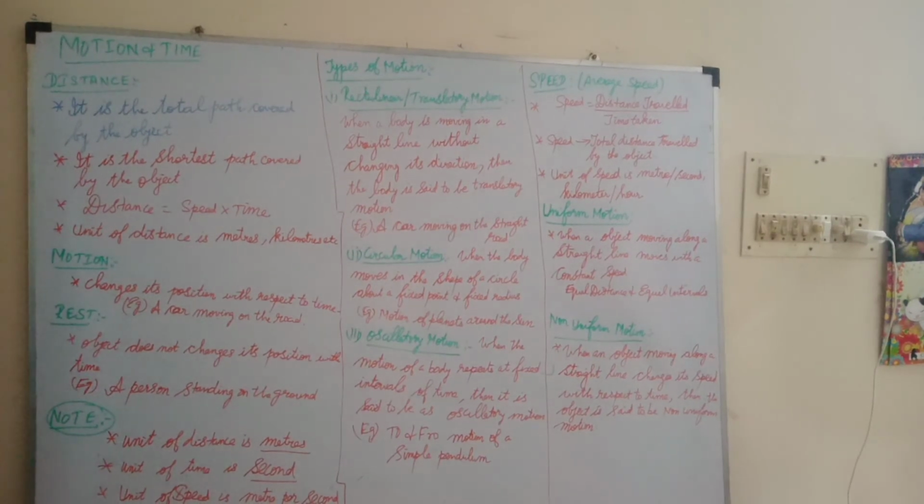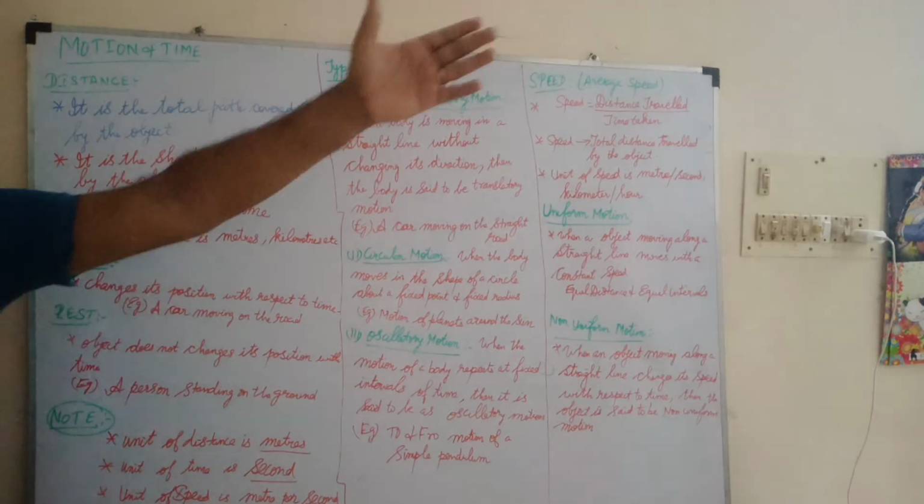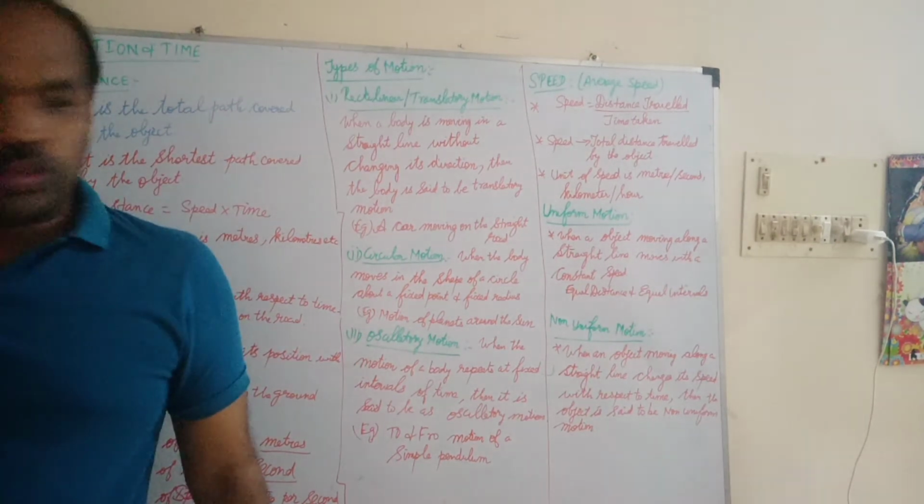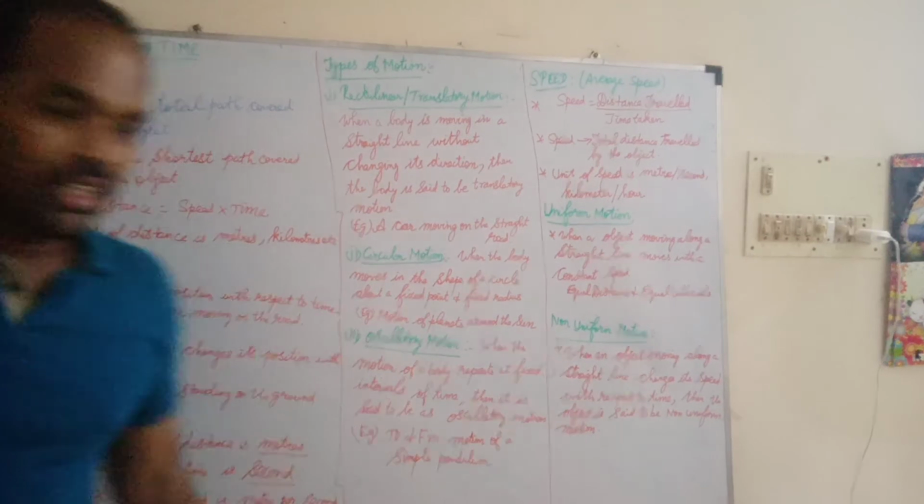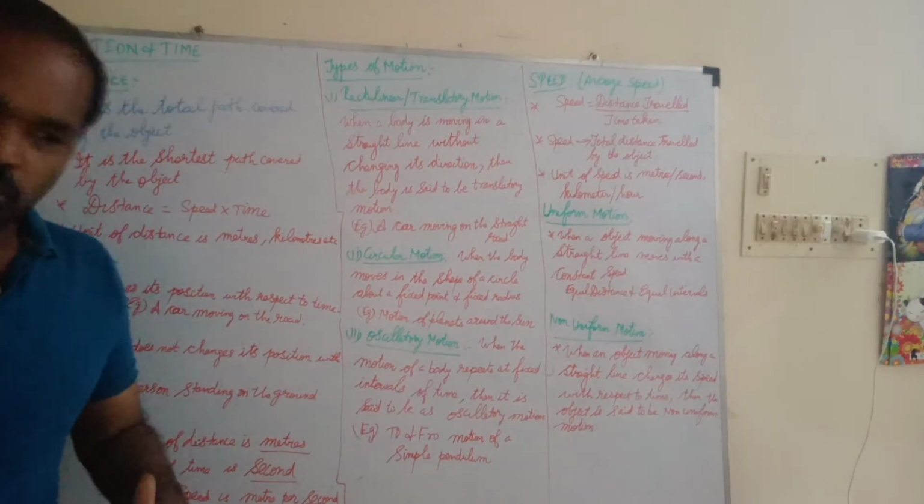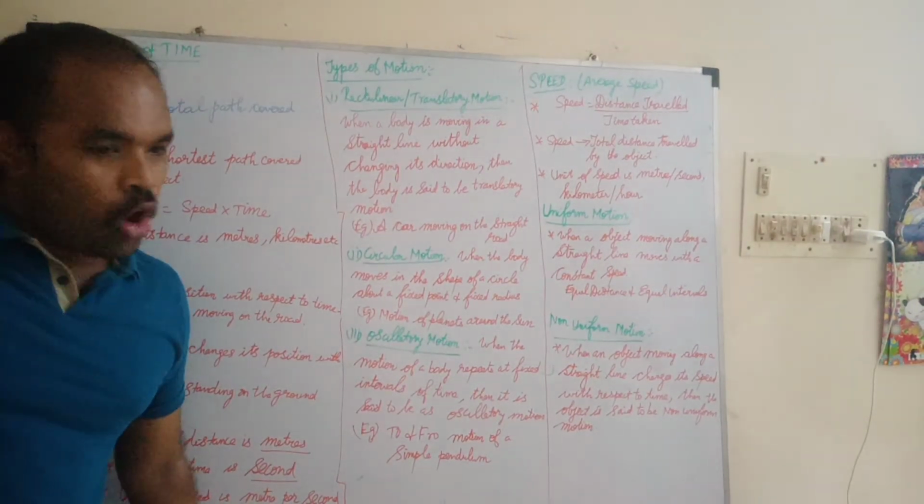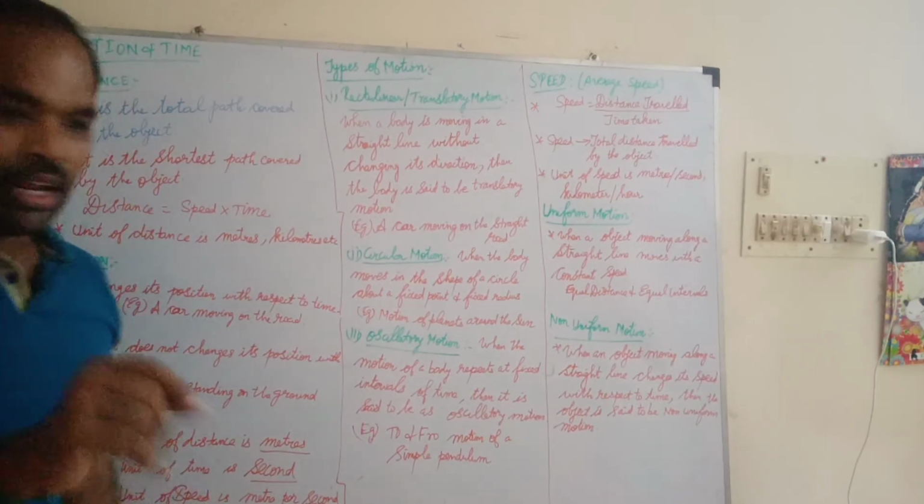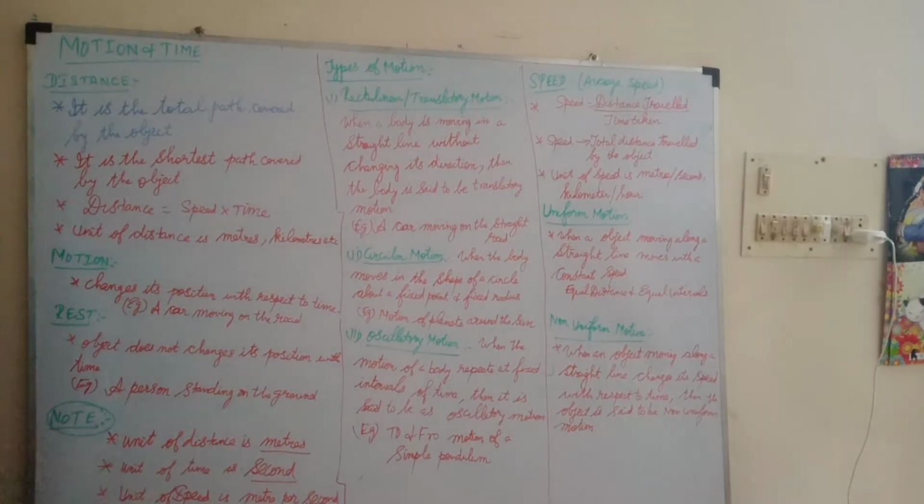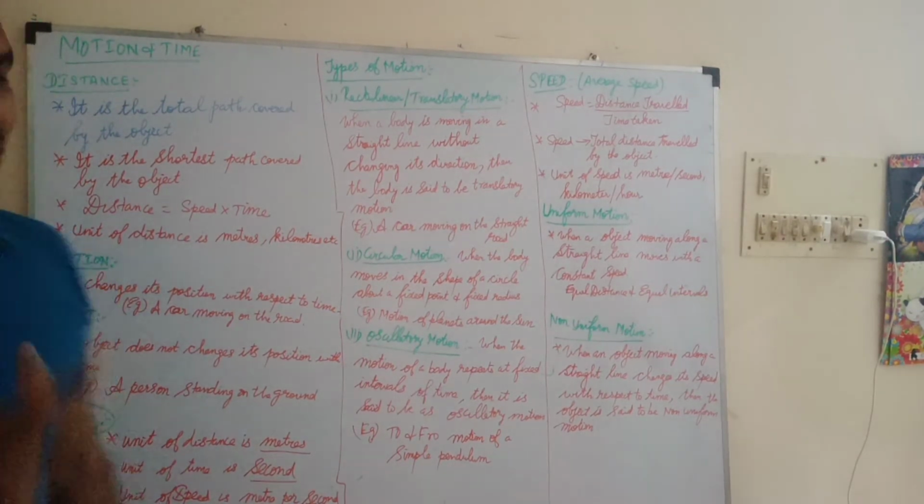The next one. Are you clear on motion and rest? Distance, motion, rest, have you got it clear? The next one, note: the unit of distance is meters. From here to the outside gate, how many meters? That is also covered as distance. From here to the main gate, how much is the distance? The unit of time is first seconds, then minutes, then hours.